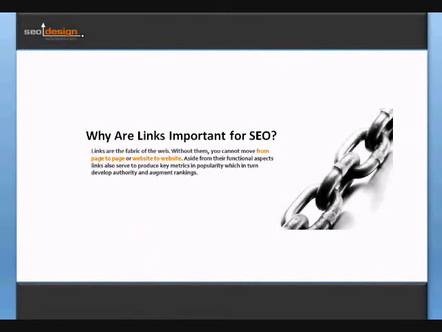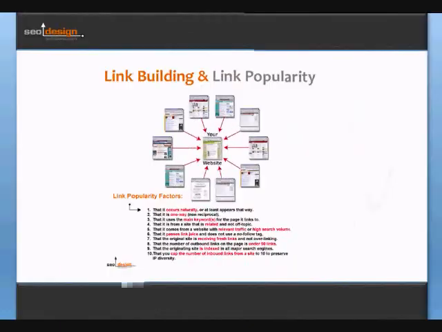We talked a little bit about off-page SEO, but we're going to get a little further into that right now. Why are links important for SEO? Well, essentially, links are the fabric of the web. Without them, you cannot move from page to page or website to website. And aside from their functional aspects, they also serve to produce key metrics and popularity, which in turn develop authority and augment rankings. So here's an example.